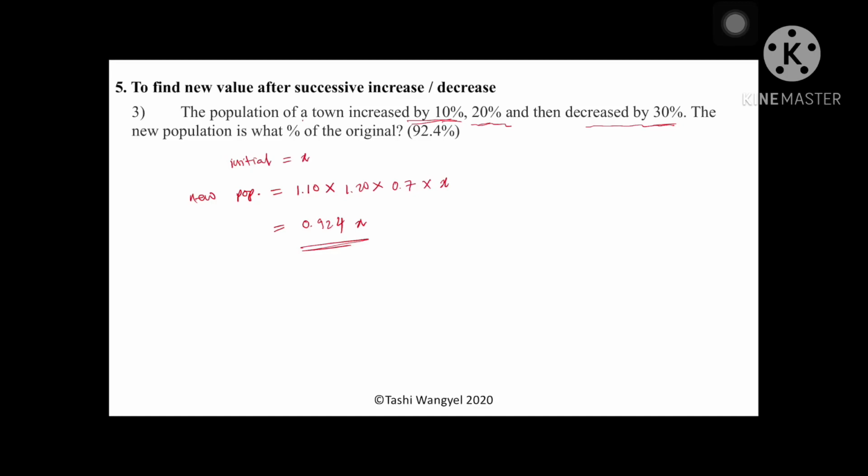The question is: the new population is what percent of the original? We compare the new population with the original population. The required percent is the new population over the initial population, times 100. The x cancels, so the new population is 92.4% of the initial population.